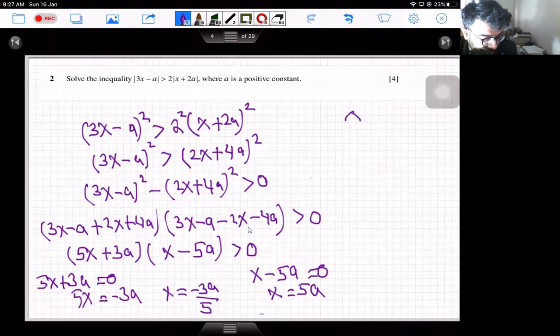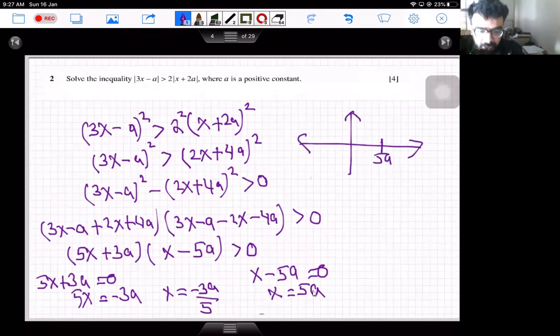So we need to make a sketch of the quadratic graph. And a is a positive constant itself. So x equals 5a and x equals minus 3a over 5. The critical values are in terms of a. And as we can see, if we multiply 5x with x, we will get 5x square. So the coefficient of x square is greater than 0. This means that it is a u-shaped quadratic graph, a minimum turning point quadratic graph.